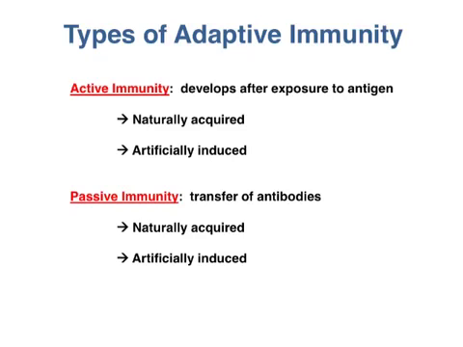Now, I want to talk a little bit about how adaptive immunity can be acquired. There are two ways. It can be acquired actively. In active immunity, your immune system is actually doing the work. You're exposed to an antigen, your immune system sees it, your immune system gets activated and learns to attack that antigen. There's also passive immunity.